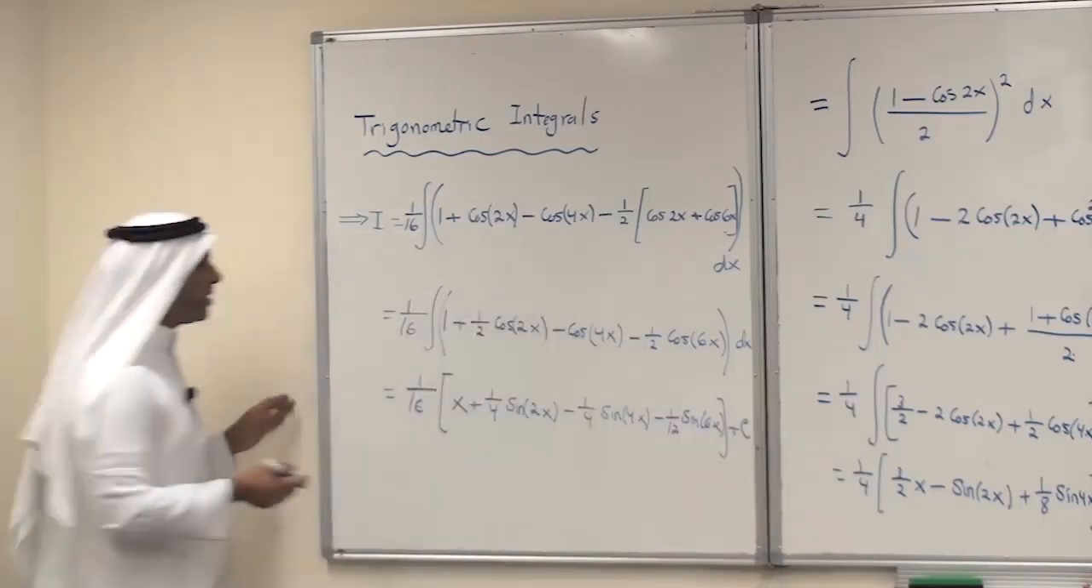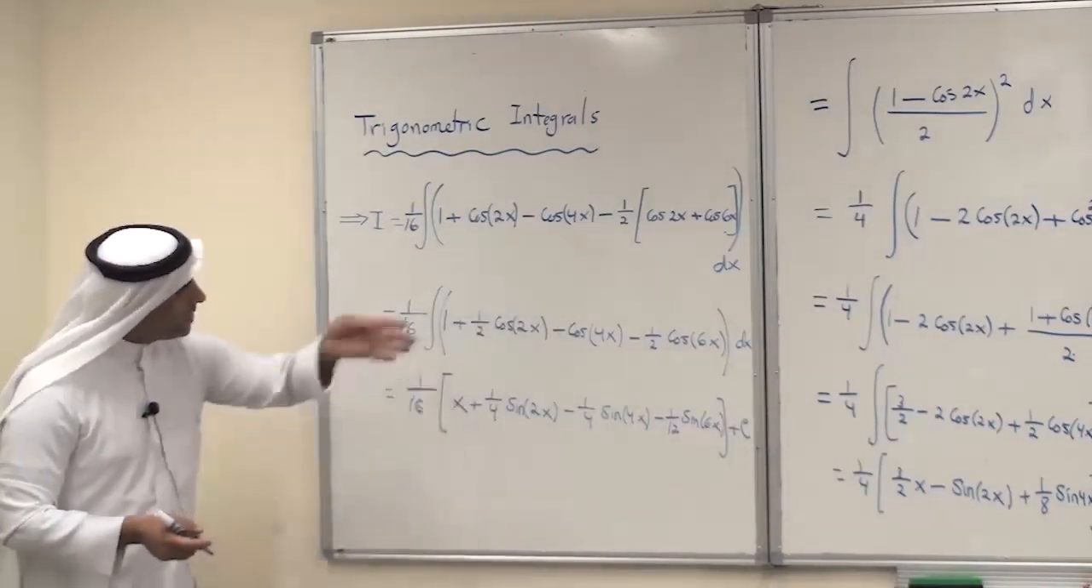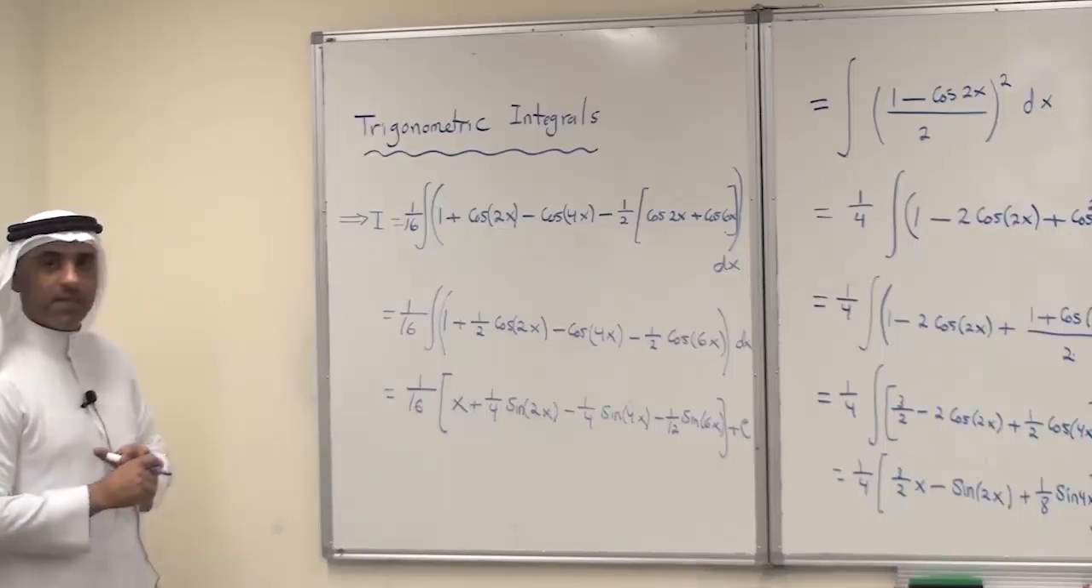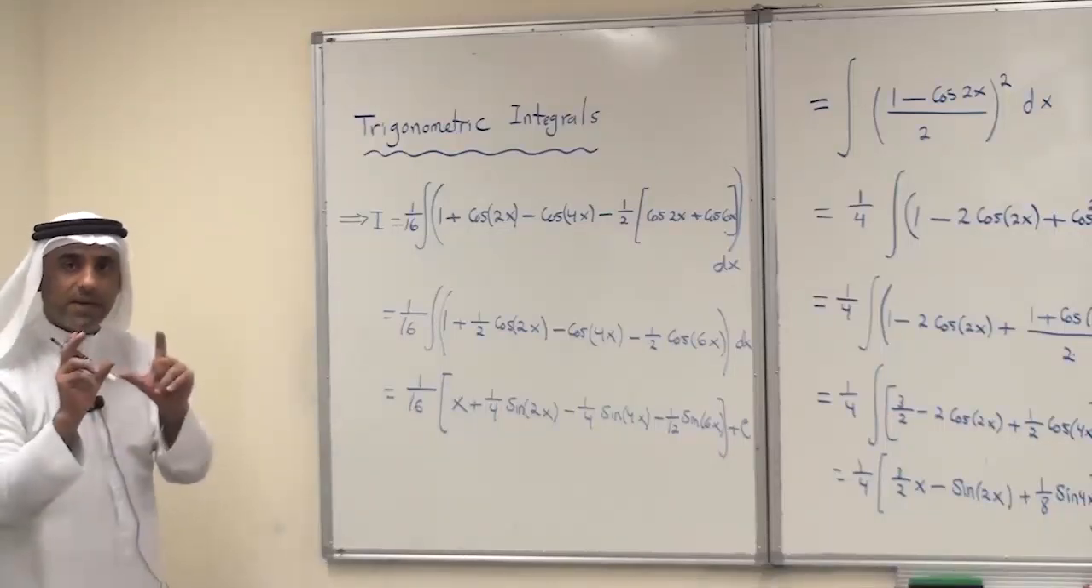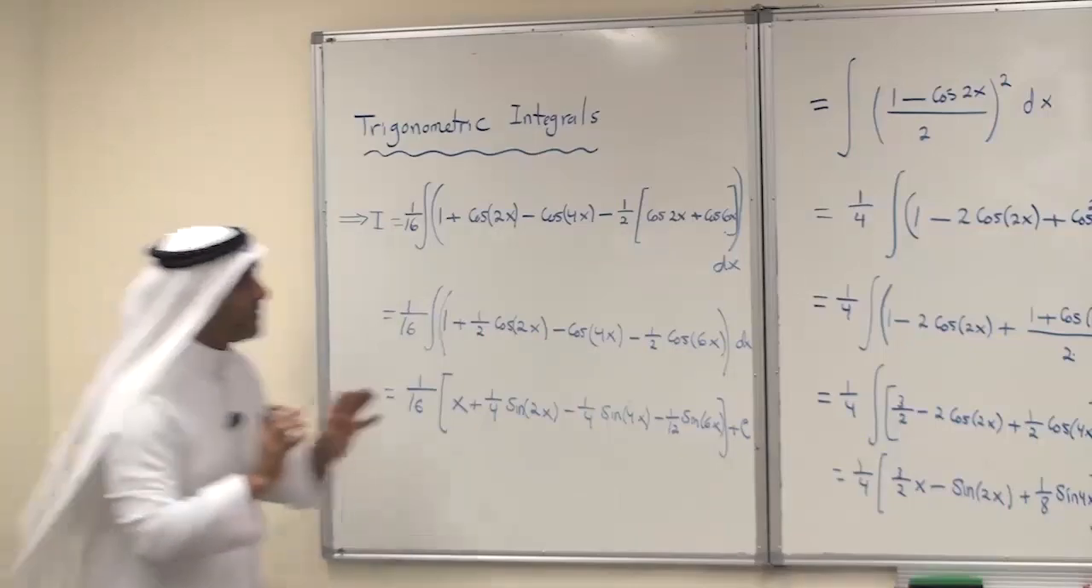That's the end of the solution. So this is the final answer. Of course, you can multiply by 1 over 16 inside to get another form of the solution. I will summarize the steps we have in this exercise.